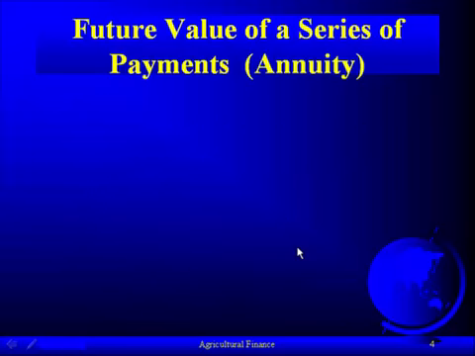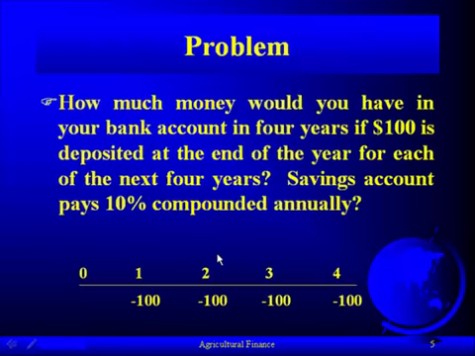And now let's talk about the future value of a series of payments. A series of payments is what we call an annuity. The problem that we're going to ask is how much money would you have in your bank account in 4 years if $100 is deposited at the end of the year for each of the next 4 years, and assuming that you're making 10% compounded annually on your money.